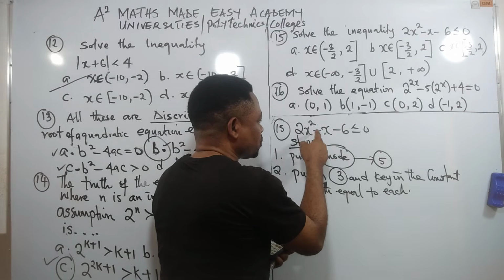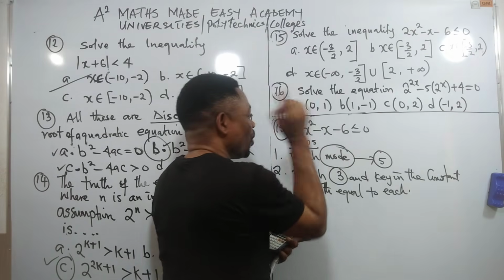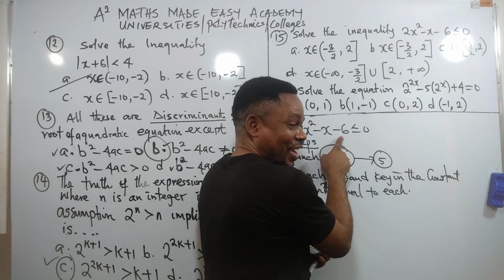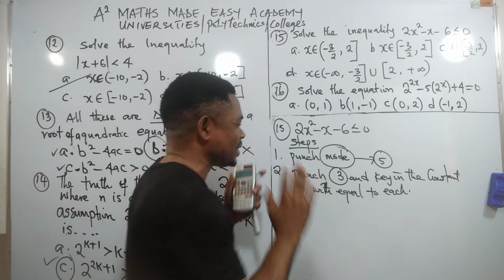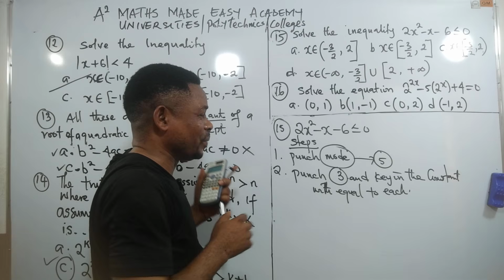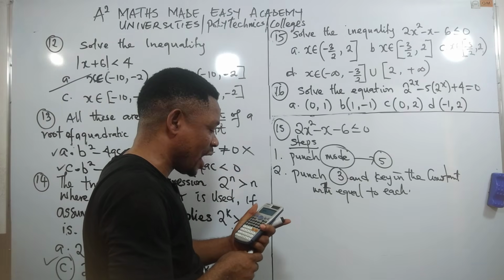What's the coefficient of x? Punch minus 1 equal to. What's the last number? 6, right? Minus 6, right? Punch minus 6 equal to. That is exactly what I'm trying to say. Am I communicating now?